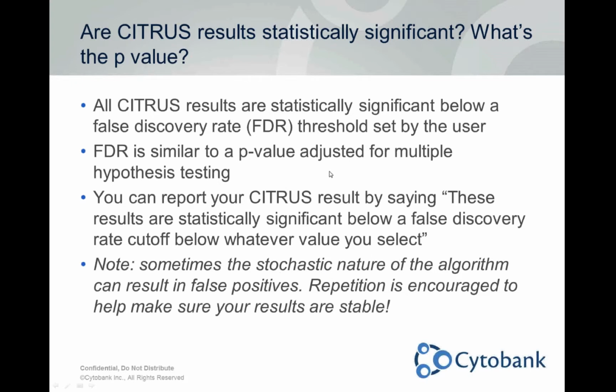So this is why we say repeat at least 3 times. It's to make sure you have stable results. You're looking for the same populations being found in each repetition of your CITRUS run.